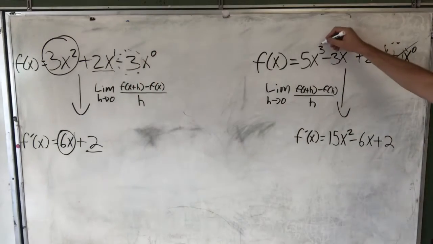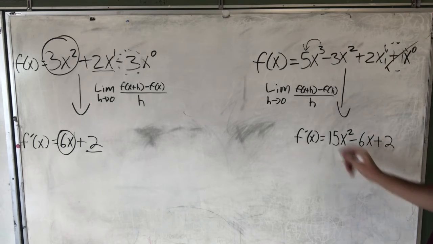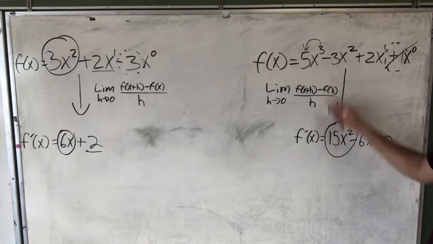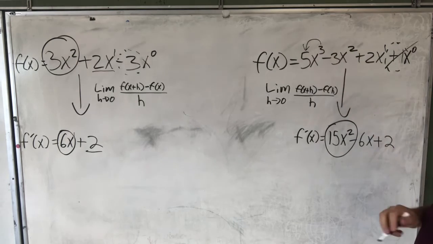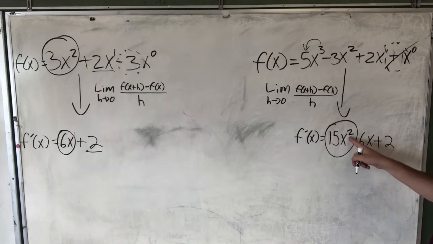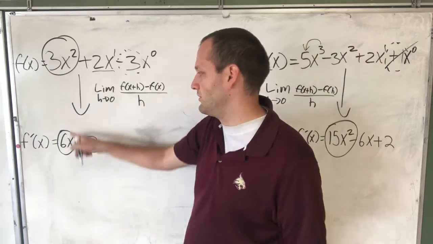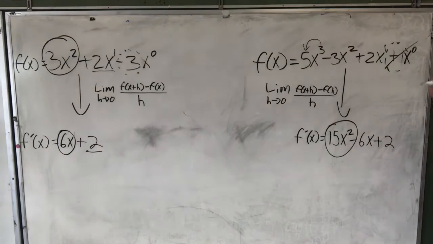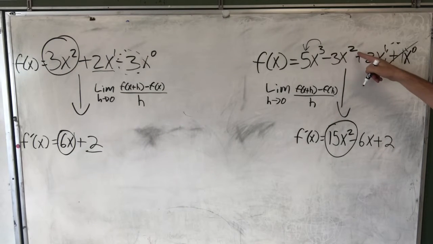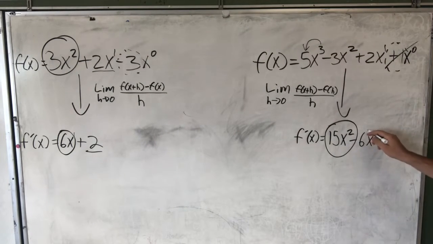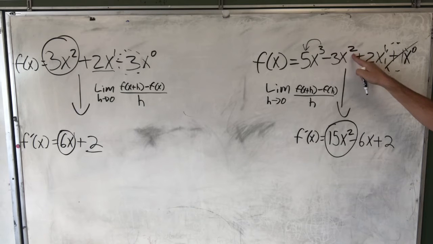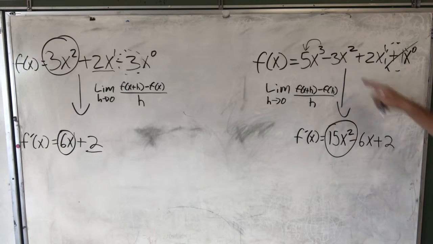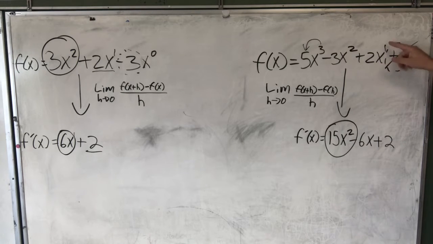Let's see if a similar pattern happens over here. We've got 3 times 5, which is 15. What's 1 less than the exponent? It's 2. Okay, so far it's following a similar pattern. Let's try this one. We've got 2 times -3, which is -6. What's 1 less than 2? It's just 1. So x squared became just an x. Then finally, we had 1x here that's gone, so we're just left with the 2. If you notice, there's a pattern that's forming.